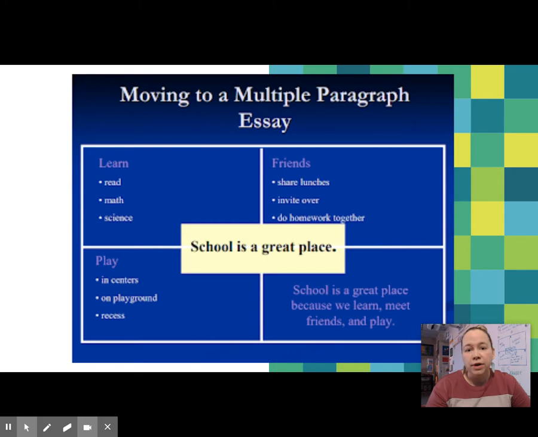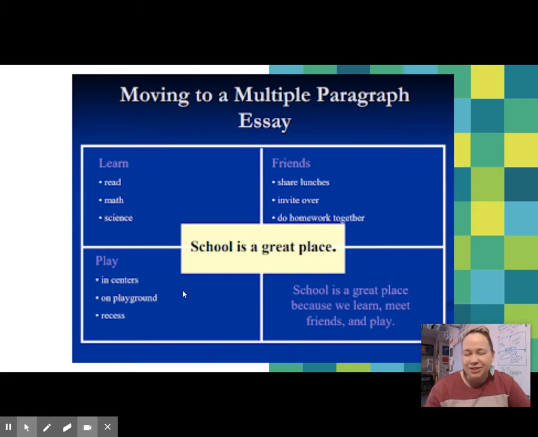So by the end of fourth grade, students should be able to write a 5-paragraph essay or piece of writing. So what we're doing is I'm giving them a writing prompt. And let's say, for example, the writing prompt here is write about why you like school. Okay. And so what they're going to write in this middle box, so you see you have your 4 squares.